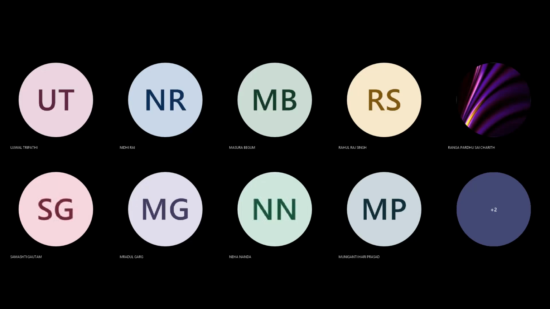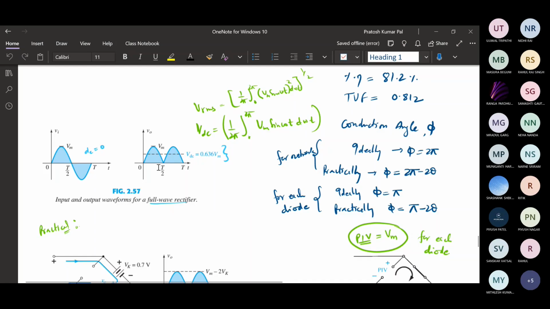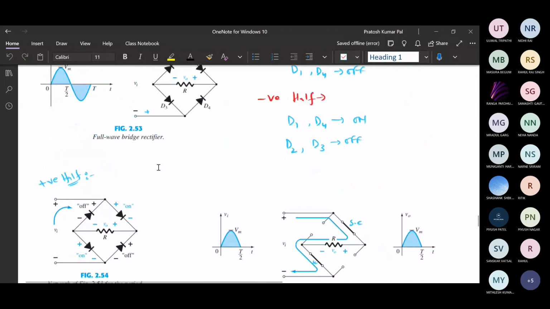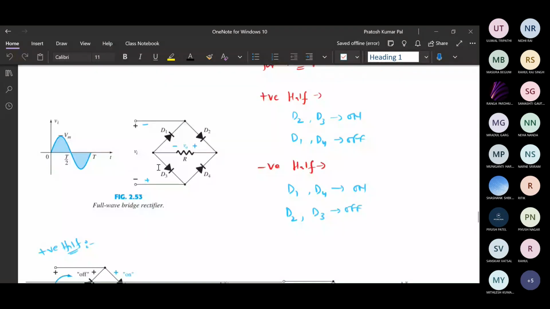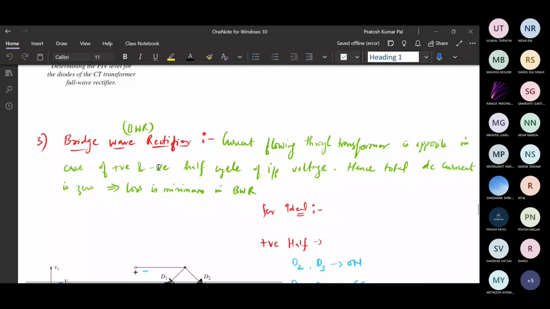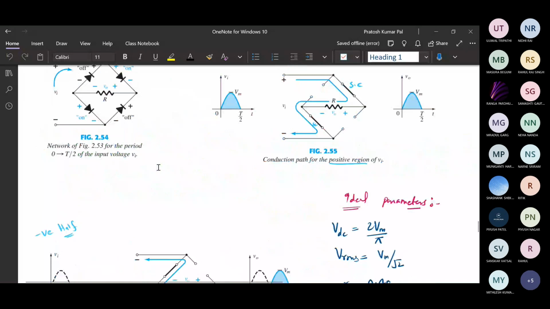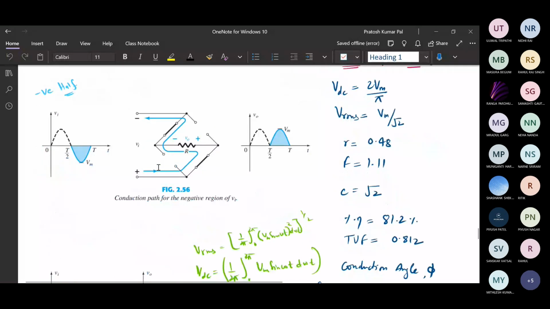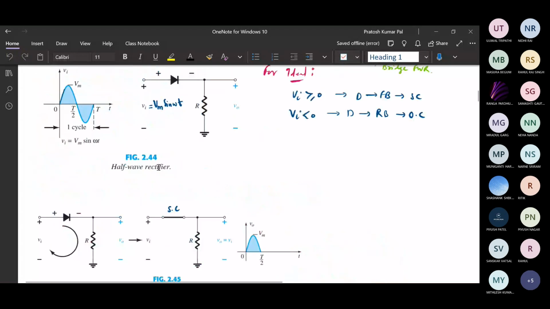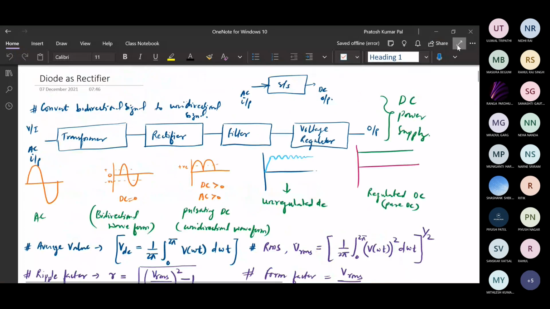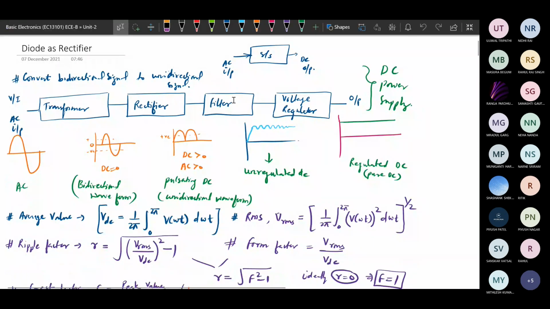So half wave and full wave rectifier we have already seen. This is the block diagram of a power supply circuit. We will be having a transformer, then rectifier, and then after the rectifier we need a filter. Once we have applied the filter, after that we will place a voltage regulator, and then finally we will be getting the output voltage, that will be a DC power supply voltage.